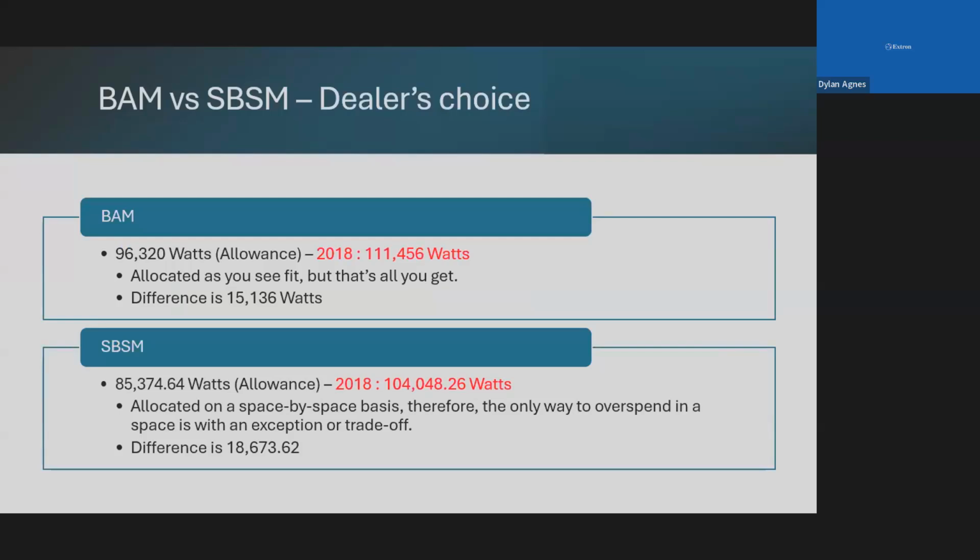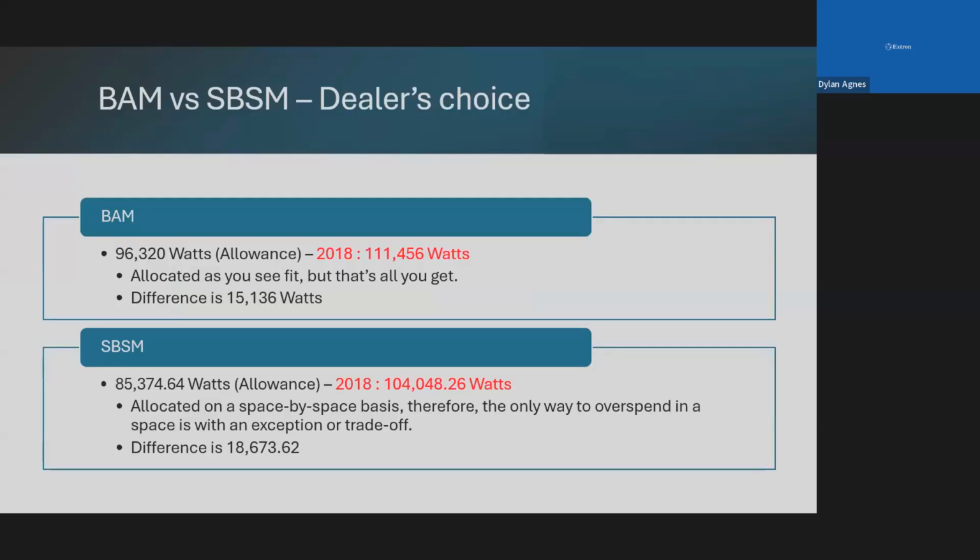So with our building area method, we got 96,320 watts for our allowance. In 2018, that would be 111,456 watts. The difference between the two is 15,136 watts. So that's how much less power we have to spend for our building spaces going from 2018 to 24.